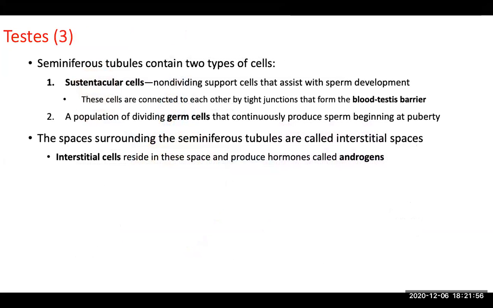The seminiferous tubules contain two types of cells. The sustentacular cells are non-dividing support cells that assist with sperm development. These cells are connected to each other by tight junctions that form the blood-testes barrier. A population of dividing germ cells continuously produce sperm beginning at puberty, and the spaces surrounding the seminiferous tubules are called interstitial spaces, where interstitial cells reside and produce hormones called androgens.